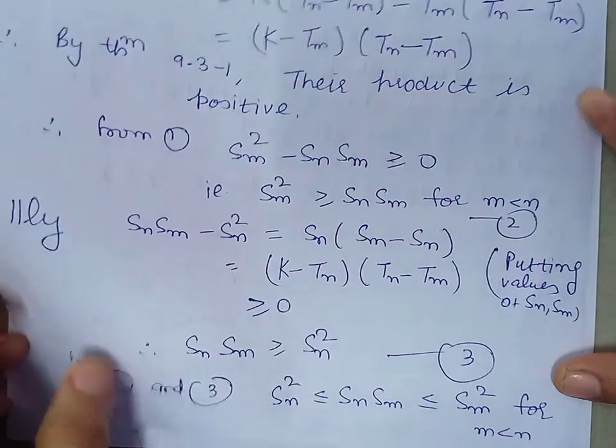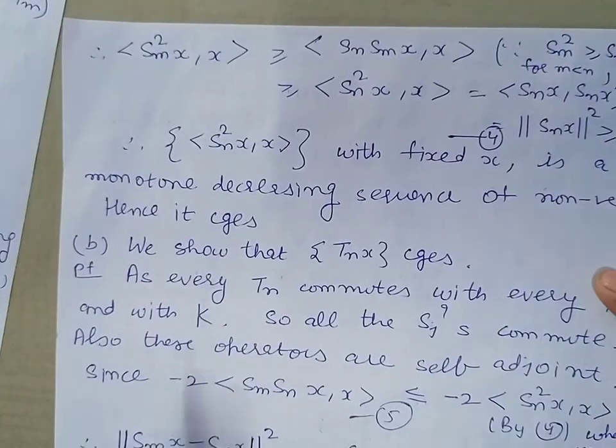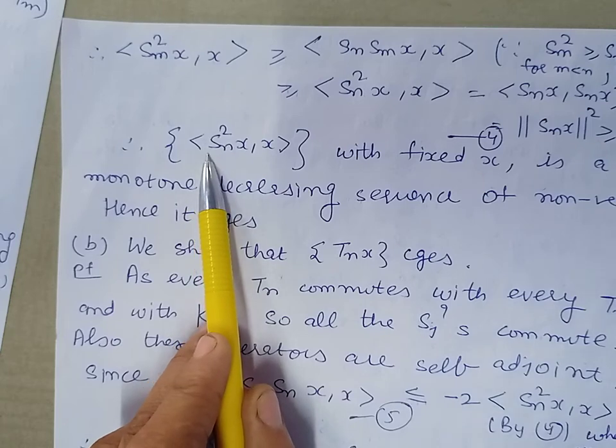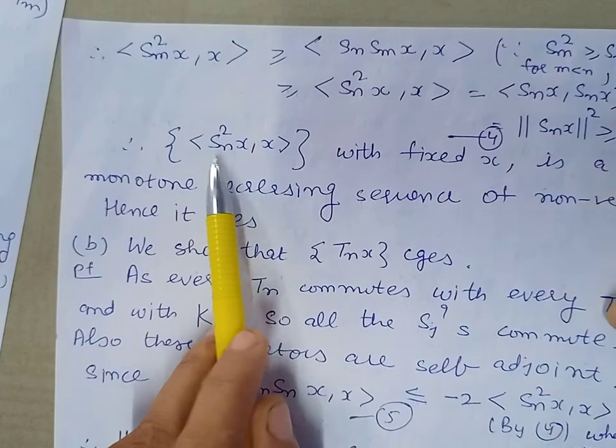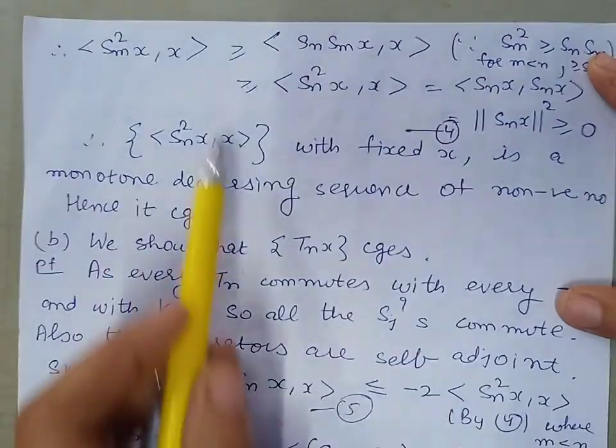Now by using this result, we will prove that the sequence formed by the inner products of Sn square x with x is a monotonically decreasing sequence of non-negative numbers. So let us consider the inner product of Sm square x with x.